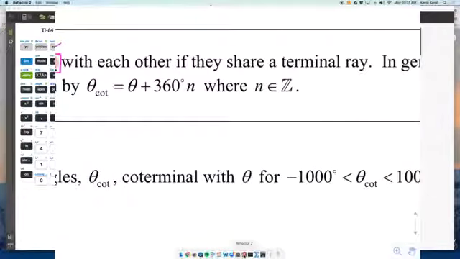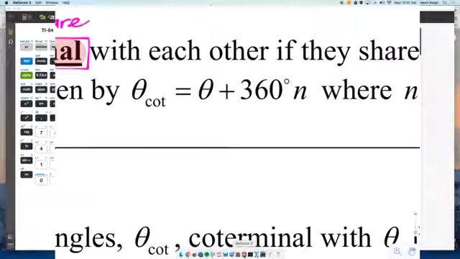It's going to be an element of Z, where Z is the what? The integers. Okay? So if n is 1, you're one positive rotation away. When n is 2, you're two positive rotations away. When n is negative 1, you're subtracting 360. So you're one rotation away in the clockwise direction. When n is negative 2, you're 2 rotations away in the clockwise direction.